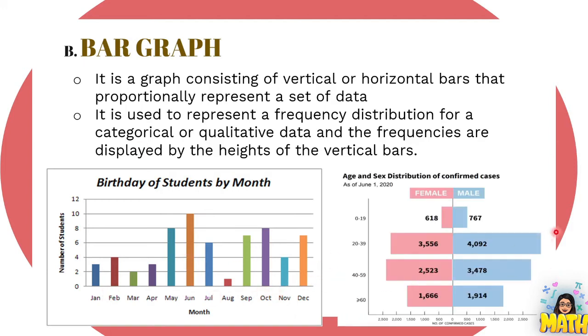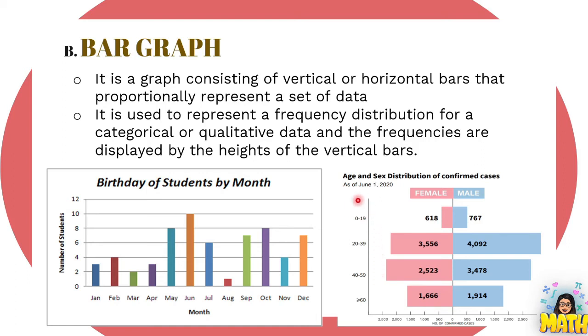So another example taken from the OH infographic. So this is the age and sex distribution of confirmed cases. So dito naman ay horizontal yung paglagay ng data. Nandito yung pinaka-category or age group or age interval, at dito naman makikita yung frequency or bilang ng mga may cases in that specific age.